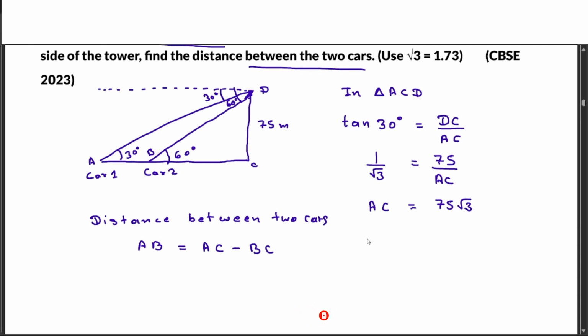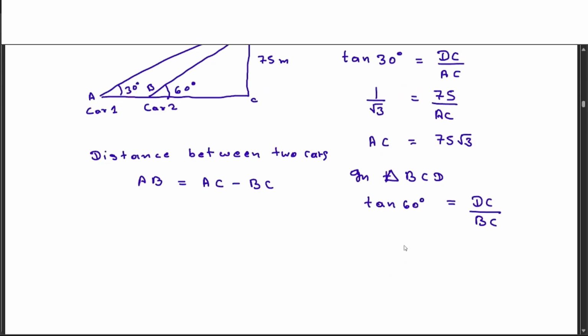BC. So same way we can take in triangle BCD. Okay. So here same way we can take the tan 60 degree is equal to, we can say DC over BC. Tan 60 value you will get how much? Root 3 is equal to, we can say 75 over BC. Okay. So now we can say BC is equal to 75 over root 3. Hope you're getting this one.